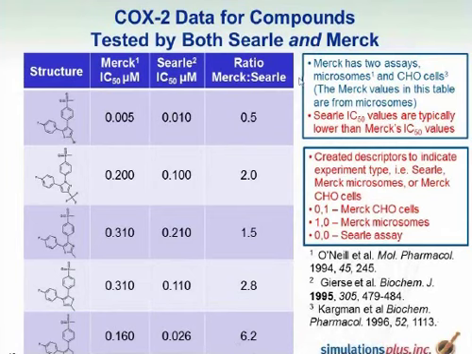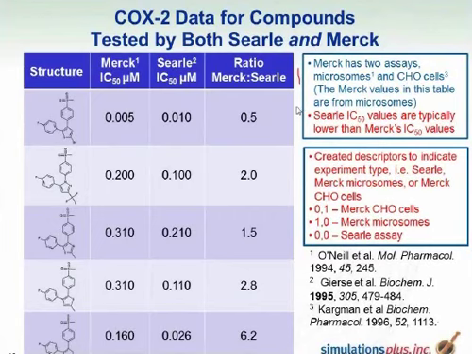We don't know the purity of the compounds. But a main difference is the assays are different. So Merck had two assays. One was performed in microsomes, the other in CHO cells. All the Searle data was generated from the soluble enzyme, so they were just looking at an enzyme assay. And since these are enzymes, the IC50 is dependent upon the substrate concentration, so there were slightly different substrate concentrations for each of these assays.